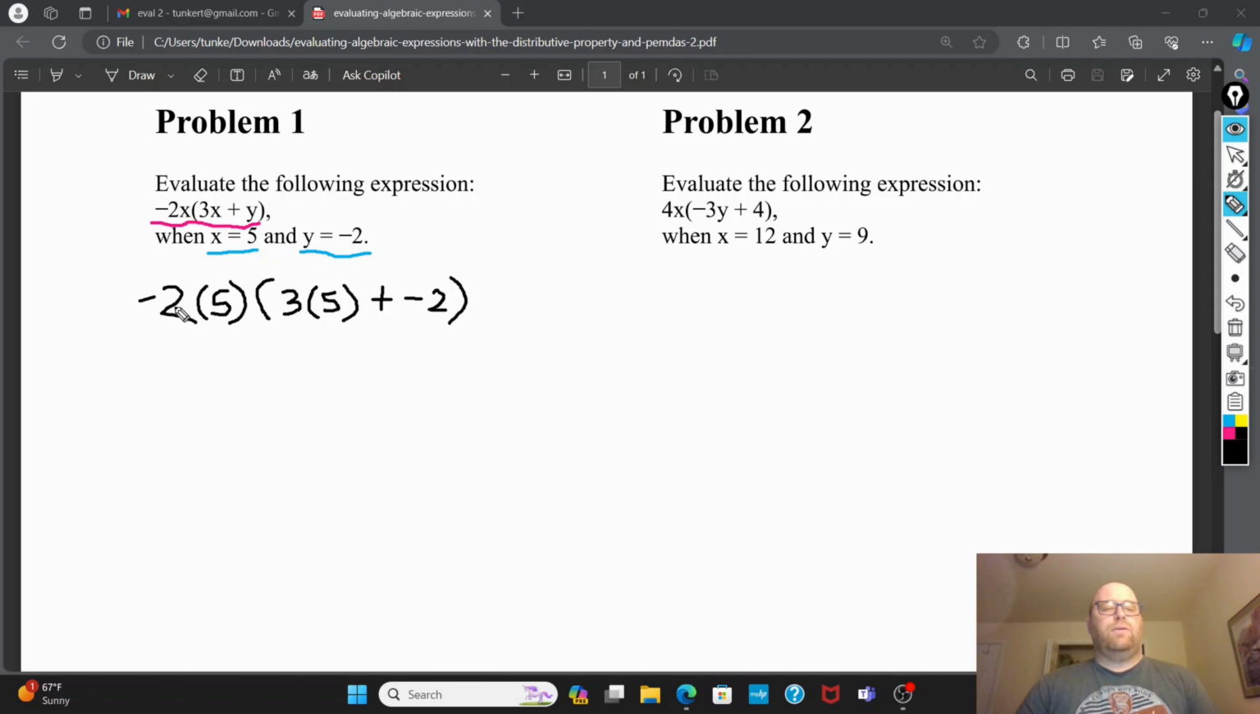Okay, so we'll leave this negative 2 times 5. And we're going to do what's in parentheses first. So we'll do 3 times 5, which is 15, because we have multiplication and addition here. We're going to do the multiplication first. So we're going to do 3 times 5 is 15 plus negative 2. Okay, we want to continue evaluating what's in parentheses. So we're going to add 15 and negative 2.